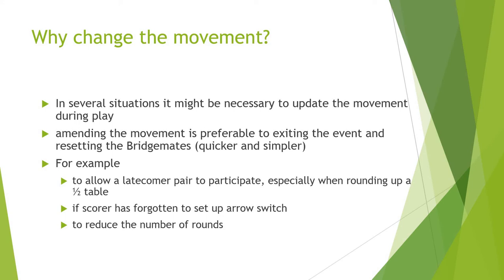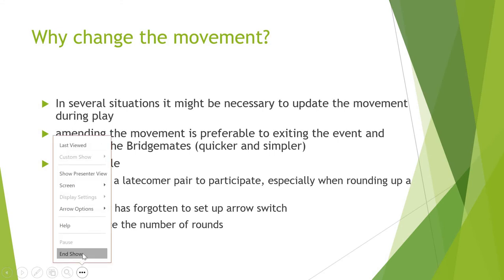There are a couple of other situations where you might want to amend the movement, perhaps if you've forgotten to set up arrow switch, or in the situation where you're running out of time and the director asks you to reduce the number of rounds. There's a very neat way to do that from the EBUScore program. There are other ways to handle those situations, but this is probably the neatest way to do it. Other ways I'm going to show you here. Okay, so what I'm going to do is jump to the program and we'll start running.